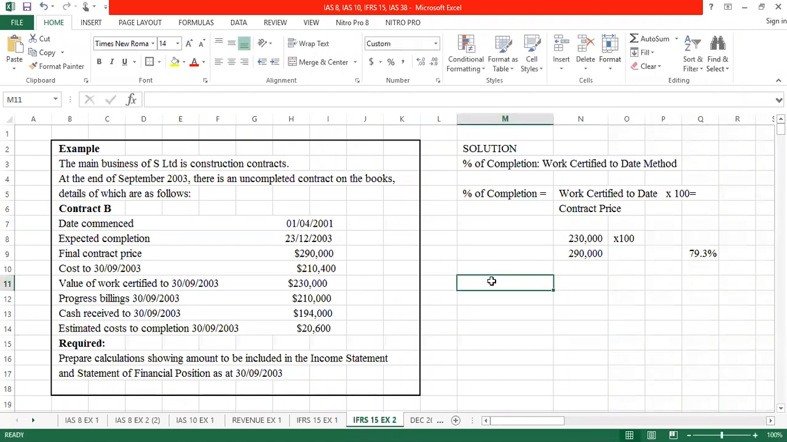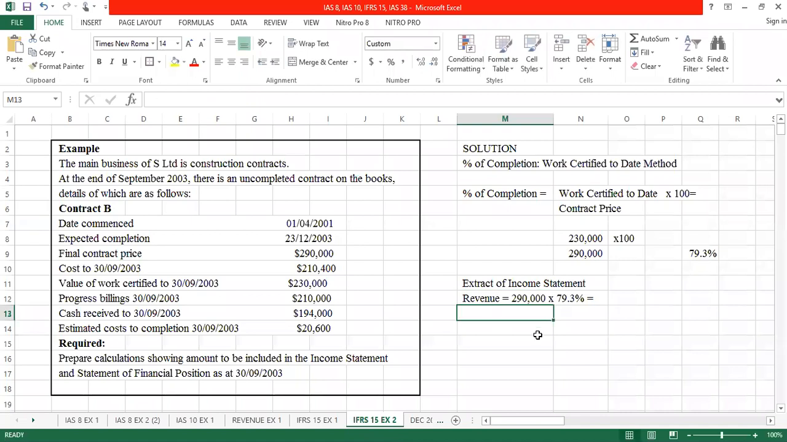So what goes to the income statement? Please understand me. Extract of income statement. What goes to the income statement? You all know you will start with revenue. What will go to the revenue? Revenue will be 290,000 times 79.3%. You get your answer.